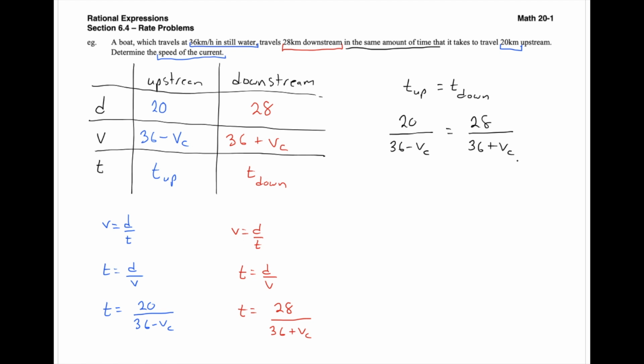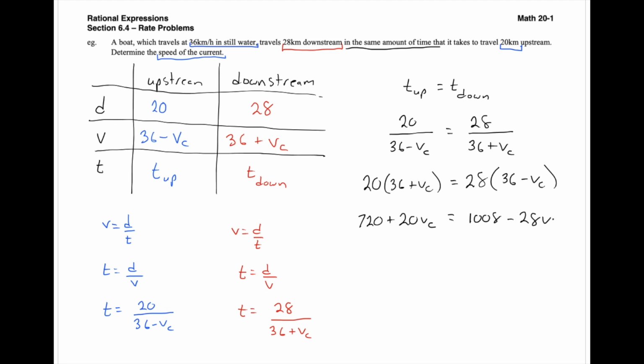So what I can do from this, I can take this 36 plus VC, multiply it by the 20, and the 36 minus VC, multiply it by the 28. And so really just cross multiplying there. And so I get that 36 plus VC times 20, and then my 28 times the 36 minus VC. So we can expand that one out, and I'll get 720 plus 20 VC. And on the other side, I'll get 1008 minus 28 VC.